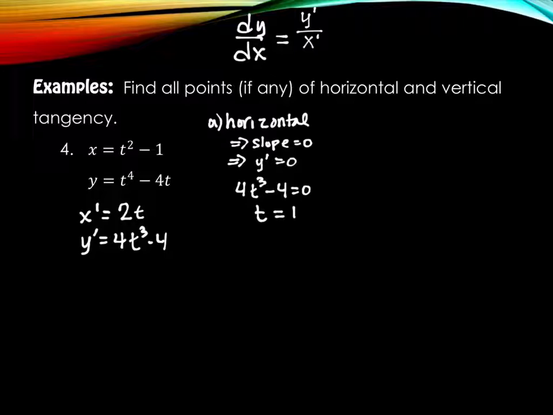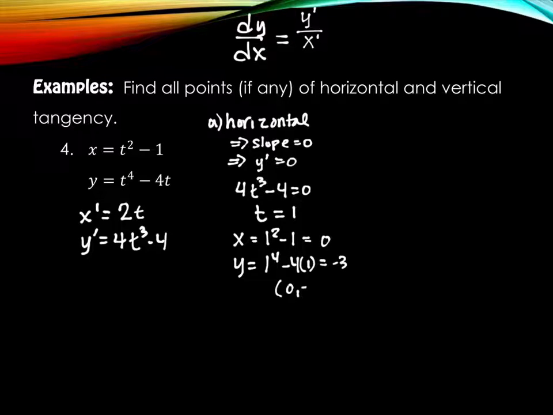What's the question specifically asking us to find? A point. I found a t value. So what do we do to find the point? Plug in 1. Right. We use the parametric equations and figure out what the corresponding point is. So I have 1 squared minus 1, and for y, I have 1 to the 4th minus 4 times 1. So what are my x and y coordinates? 0 and negative 3. Yes.